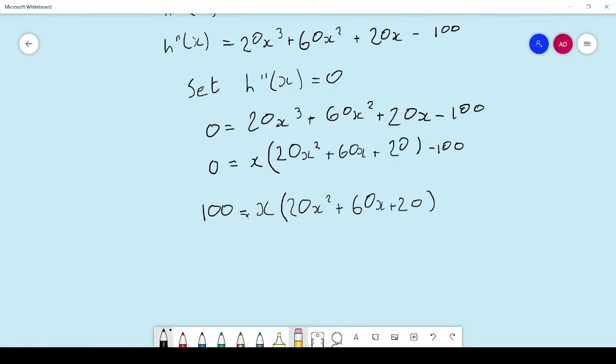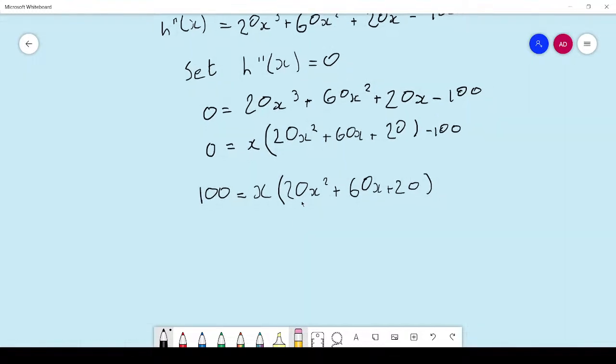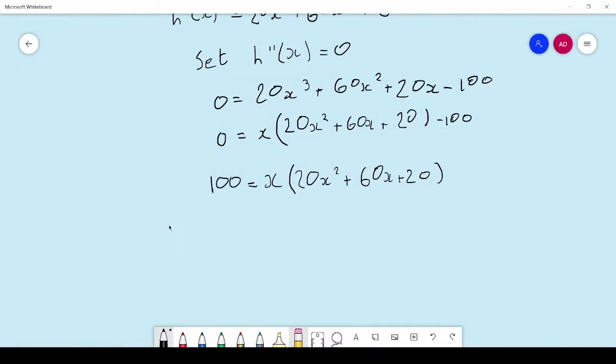To me, it's quite clear, just by looking at it, 20x squared plus 60x plus 20. So if we had, say for example, x was equal to 1, then we could just sub that in. And it would obviously give us 20 plus 60 plus 20 equals 100. So we would have 100 equals 100. Right, so we know that x is equal to 1. We just need to show that there's no other solutions to this equation.